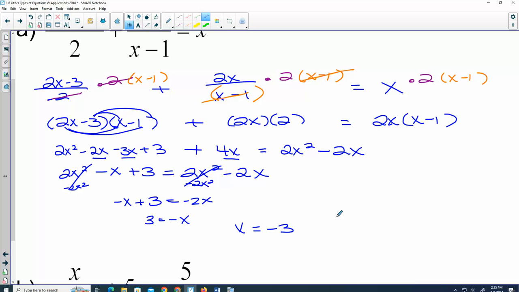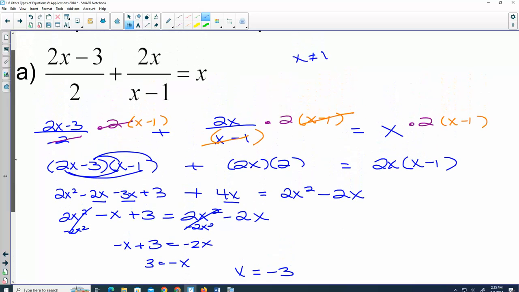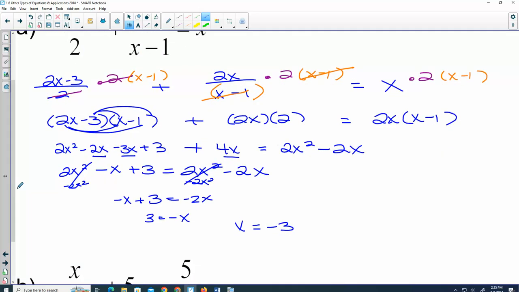Did I lose anyone there? At the very least, at this point, you have to make sure that the bottom won't be 0. The denominator won't be 0. Now, at the beginning, we said x couldn't be 1. Did we get 1? No. So negative 3 is fine. If this were a test and you really wanted to make sure you hadn't made a mistake, what would you do? Plug it back in. It should work.